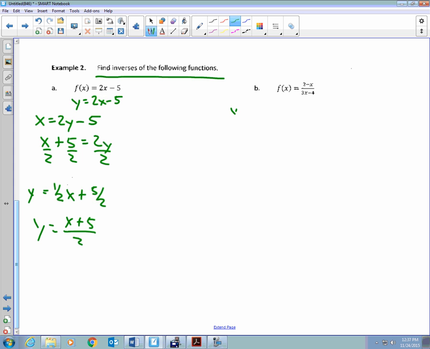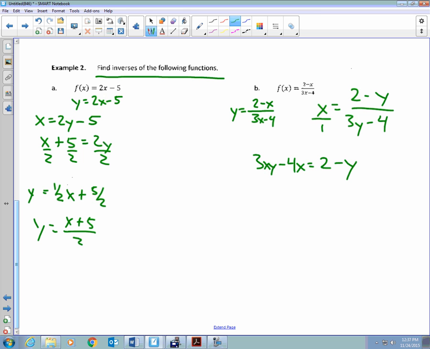How about this one? Y is equal to 2 minus x over 3x minus 4. So I have to switch and say x equals 2 minus y over 3y minus 4. What makes this problem more difficult? It's a fraction, and there's more than one y. We're trying to solve for y, and there's two of them. Well, we learned this first quarter. We cross multiplied, and we got 3xy minus 4x is equal to 2 minus y.